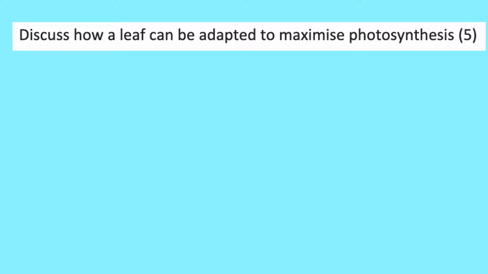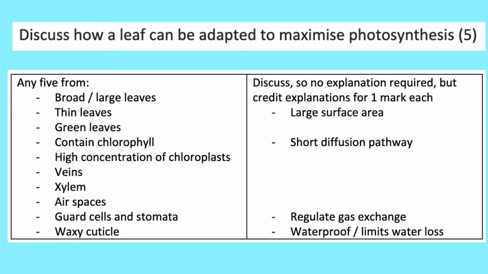Discuss how a leaf can be adapted to maximize photosynthesis. 5 marks. So, what this question is asking you to do is essentially to list the adaptations that a leaf can have so that it has the highest photosynthetic rate.